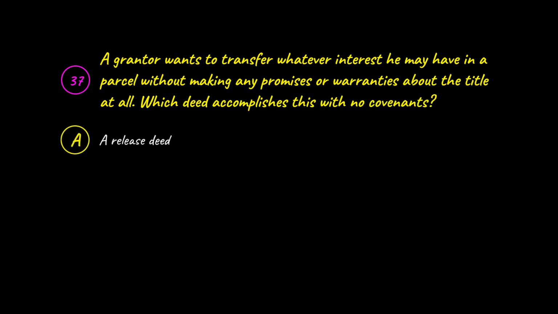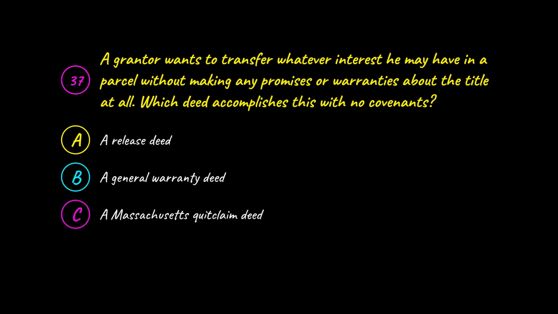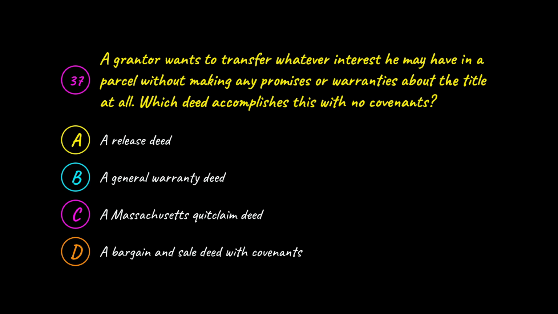Your options are A. A release deed. B. A general warranty deed. C. A Massachusetts quitclaim deed. D. A bargain and sale deed with covenants. Pick one. Trust your gut. Here's your chance to test yourself.